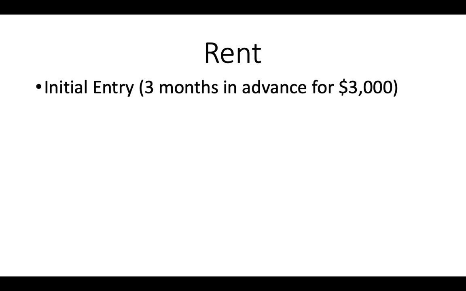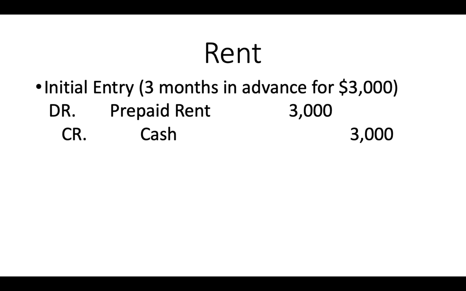Our first entry is you pay in advance for 3 months of rent. Here's our journal entry. Debit to prepaid rent, $3,000. Credit to cash, $3,000. Again, we're paying, so cash goes out, cash goes down. That's a credit. We're debiting prepaid rent because that's an asset that's increased.